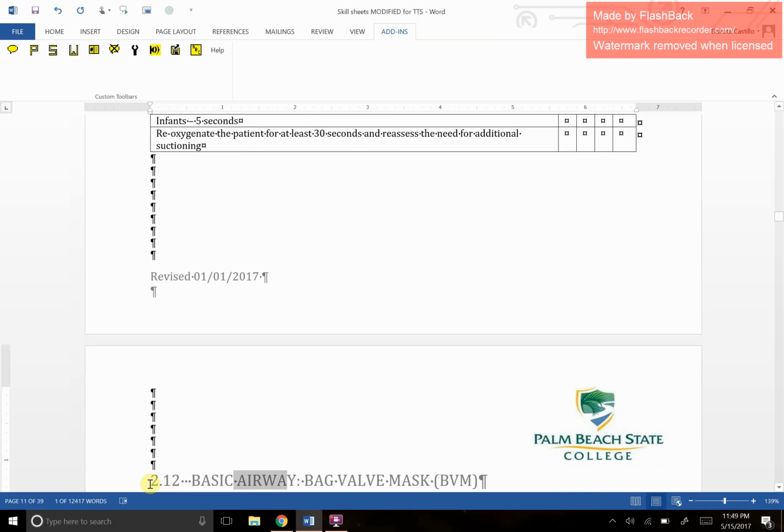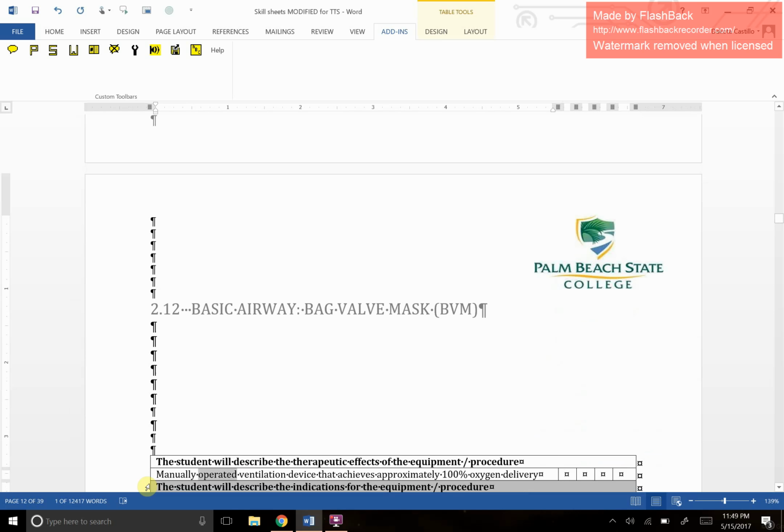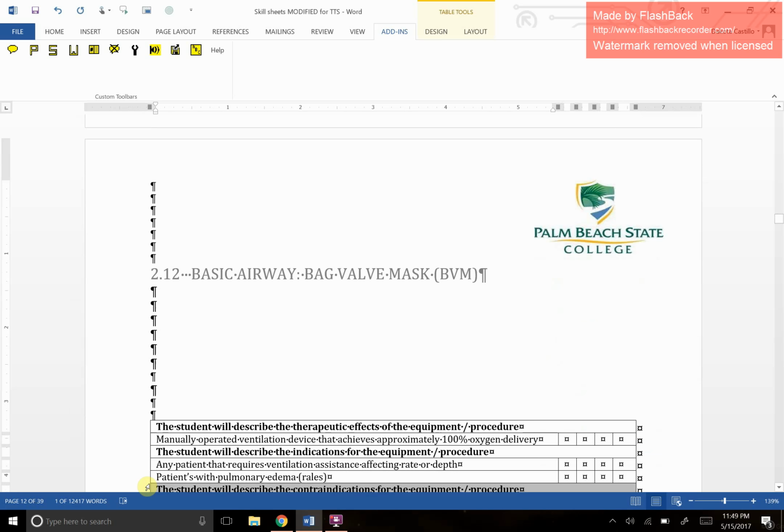2.12 Basic Airway, Bag Valve Mask, BVM. The student will describe the therapeutic effects of the equipment/procedure. Manually operated ventilation device that achieves approximately 100% oxygen delivery. The student will describe the indications for the equipment/procedure. Any patient that requires ventilation assistance affecting rate or depth. Patients with pulmonary edema, rales.